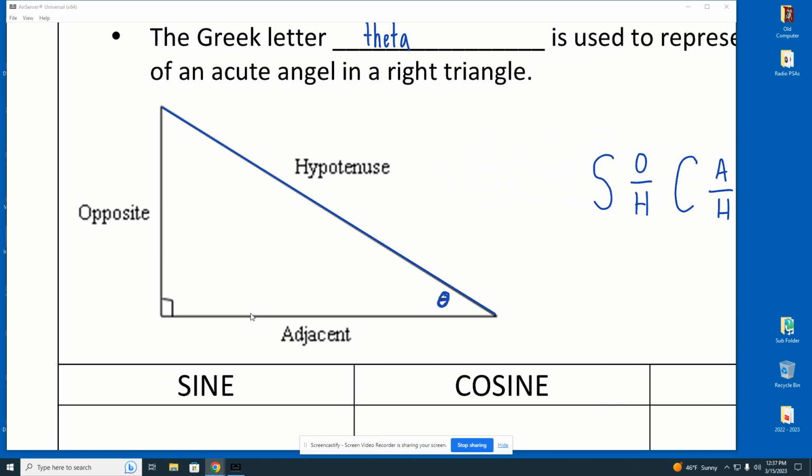Here's the point. When it comes to the other legs, only one leg touches the particular angle that they're referring to. That red line is the only leg that touches that theta angle we're referring to. Therefore, it is the adjacent leg. The leg that touches it is the adjacent leg. The leg that does not touch that acute angle at all is my opposite leg. That's how you need to remember.